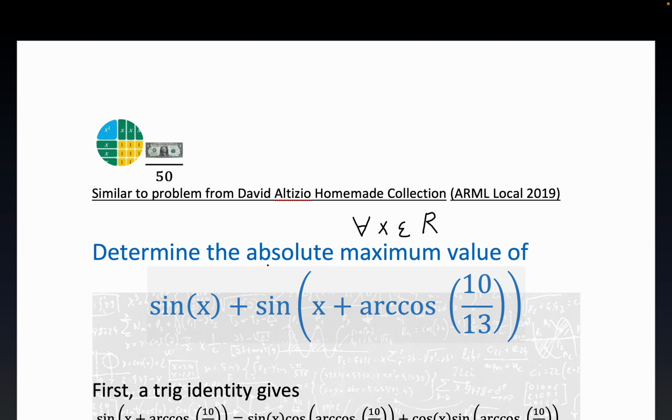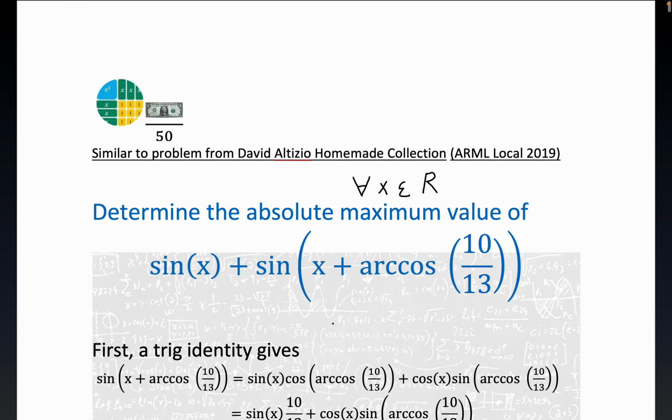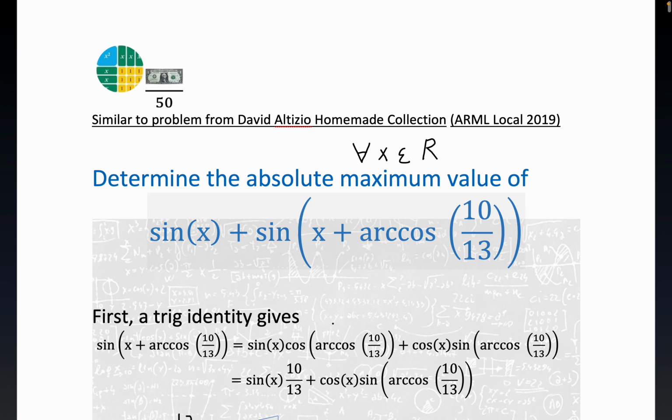And by maximum, when you say absolute maximum value, you mean for all x, a member of real numbers in this case, okay? So what we have here is a trigonometric expression, and we have something that's going to require an identity, at least the way I did it. And I've written it down for you.